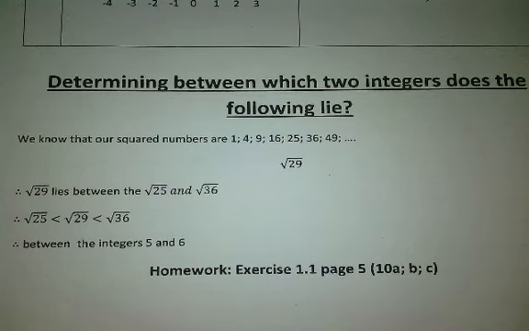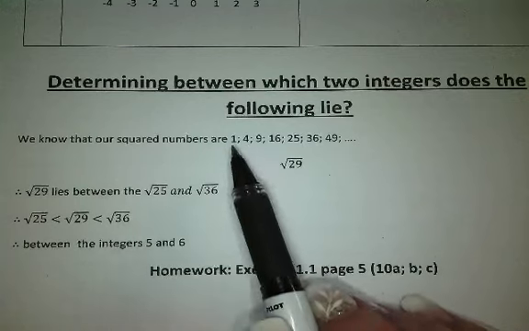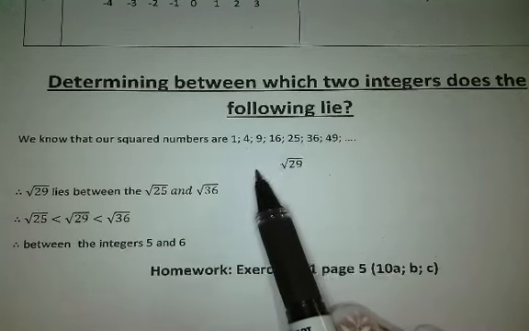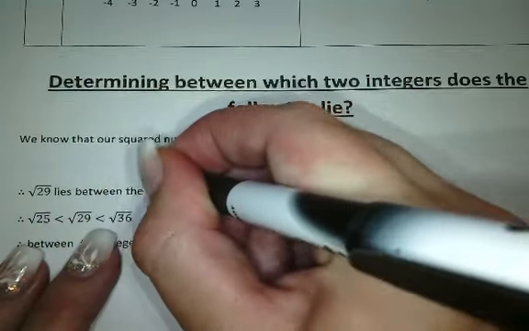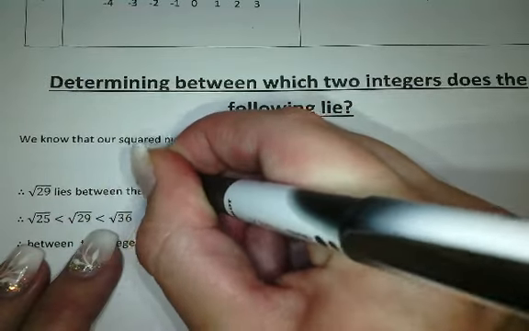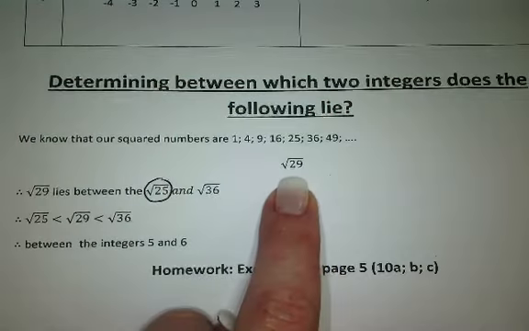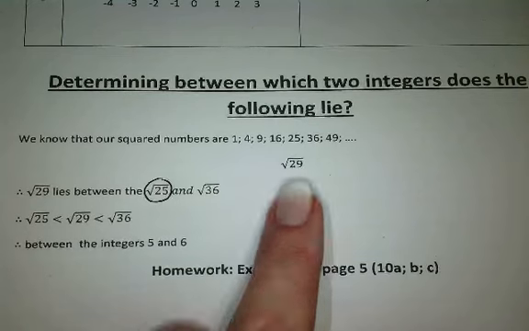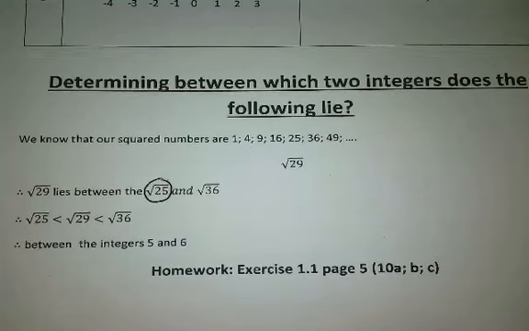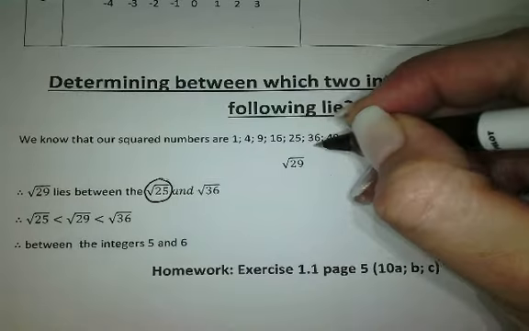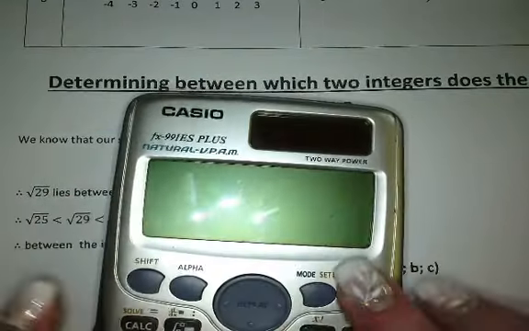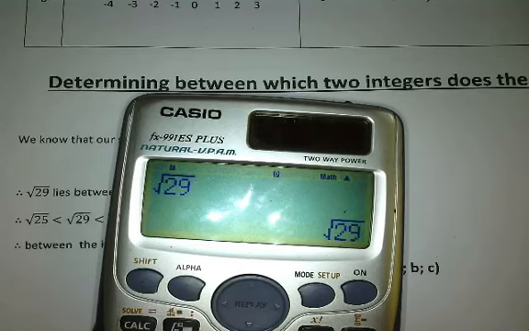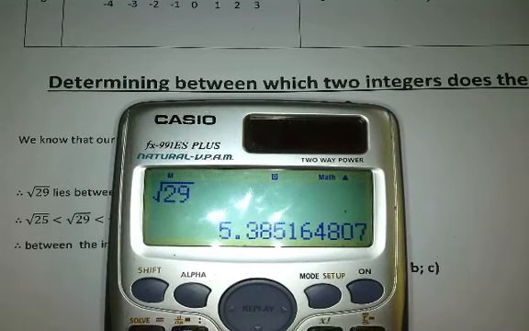The reason being, what is the actual value of the square root of 29? 5.39. What is the value of the square root of 25? 5. And what is the value of the square root of 36? 6. That's why 5.39 lies between integers 5 and 6. Does that make sense?